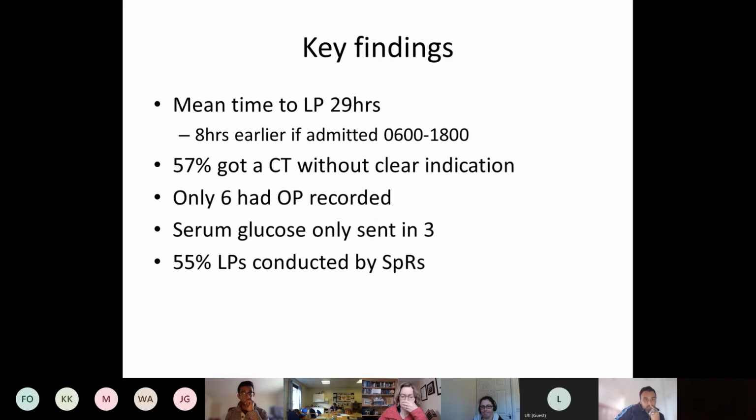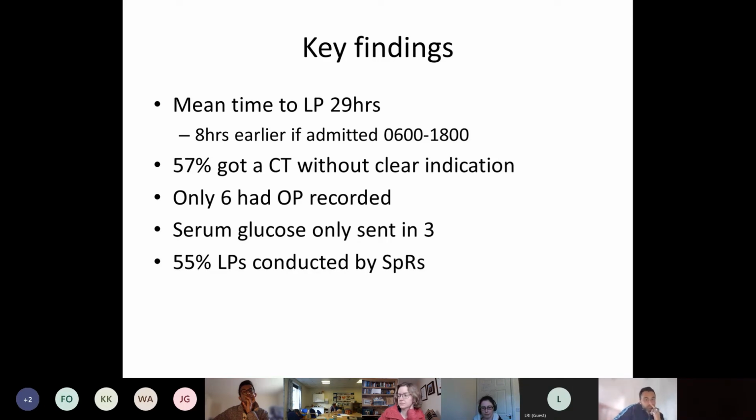The mean time to lumbar puncture was 29 hours, which clearly is beyond the guidance, and it was done sooner if admitted in the morning, in normal working hours, which I can see why that would happen. After hours, things get very busy, people put things off, say, oh, we'll do it in the morning. They've got away, so what's the point?